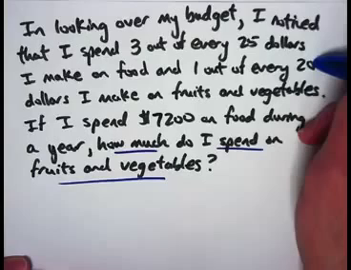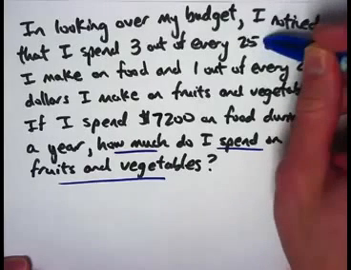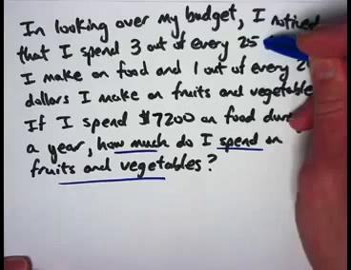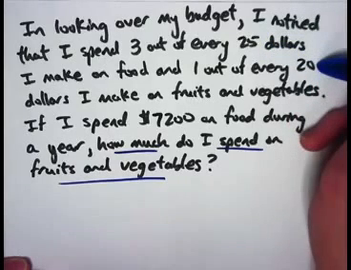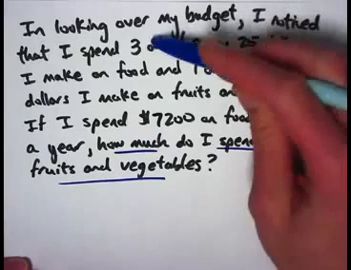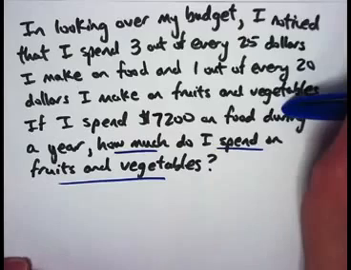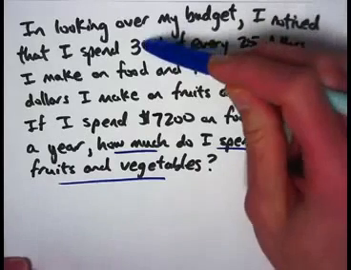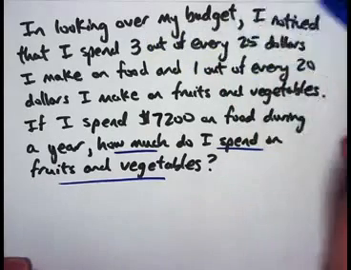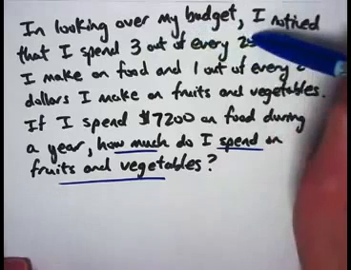1 out of every 20 is a smaller quantity than 3 out of every 25. That should make sense. 1 out of every $20 is the same as 2 out of every $40, for example. It's definitely spending less money on fruits and vegetables, which are, of course, food, than what I spend on food overall, and that should make sense too. I spend 3 out of every $25 on food overall.